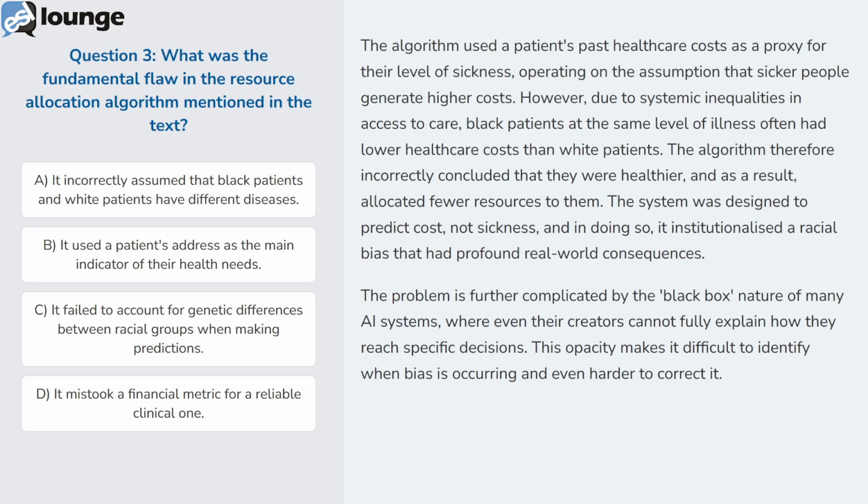Question 3. What was the fundamental flaw in the resource allocation algorithm mentioned in the text? A. It incorrectly assumed that black patients and white patients have different diseases. B. It used a patient's address as the main indicator of their health needs. C. It failed to account for genetic differences between racial groups when making predictions. D. It mistook a financial metric for a reliable clinical one.